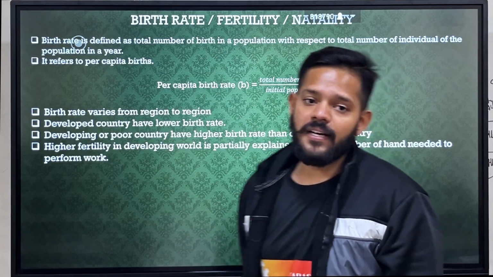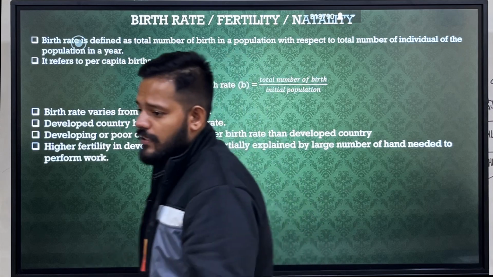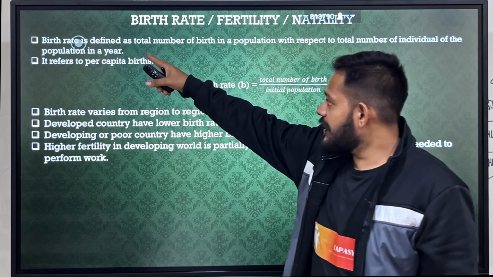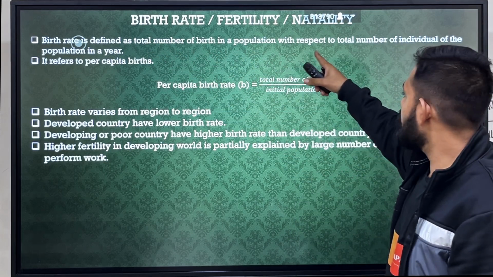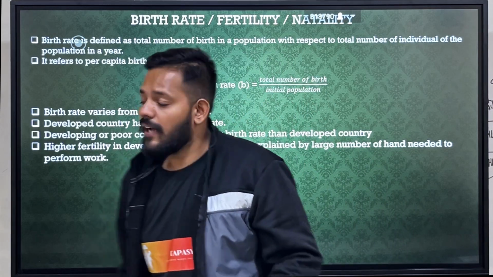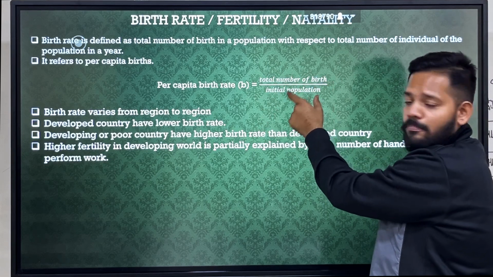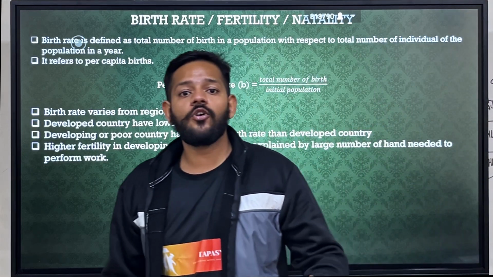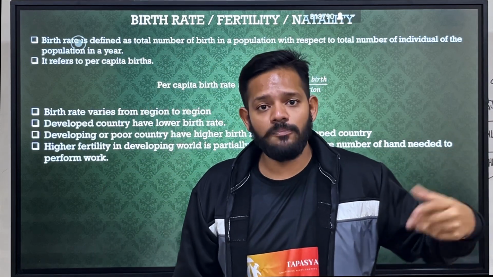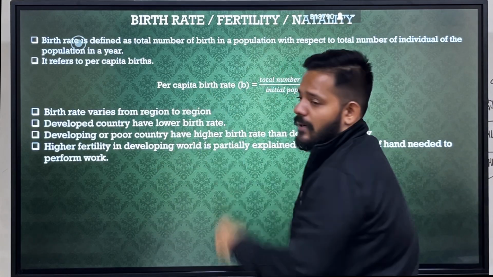Next thing is your birth rate, or natality, or fertility. It means the number of births taking place per unit time. Okay, so birth rate is defined as the total number of births in a population with respect to the total number of individuals of the population in a year. And the formula for this is B, which is your birth rate, equals the total number of births upon the initial population. Means you divide the total number of births by the initial population of that area. Then you get the birth rate.